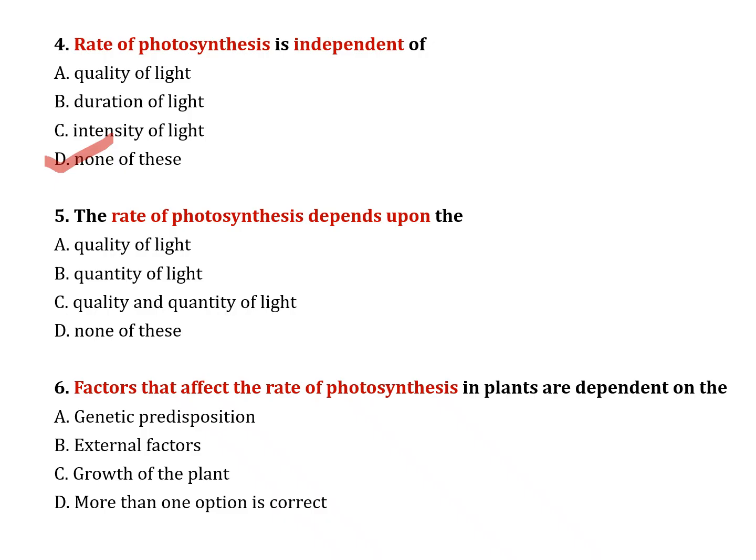The next question number 5. The rate of photosynthesis depends upon option A quality of light, option B quantity of light, option C quality and quantity of light, option D none of this. Correct answer is option C, quality and quantity of light. The next question number 6. Factors that affect the rate of photosynthesis in plants depend on option A genetic predisposition, option B external factor, option C growth of the plant, option D more than one option is correct. Correct answer is option D, more than one option is correct.